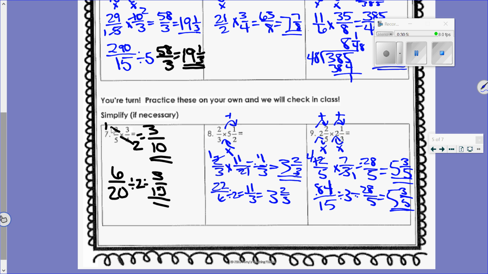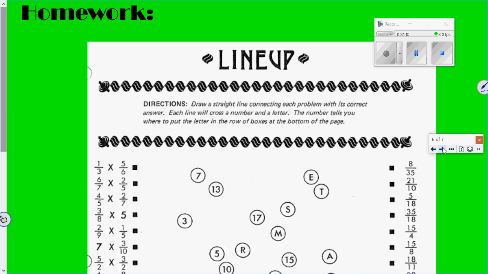Questions on any of those? Okay, go ahead and turn the page. Do the line up, because you're going to need a ruler. If you do not have a ruler, we've got the box back there. You may borrow one of ours.